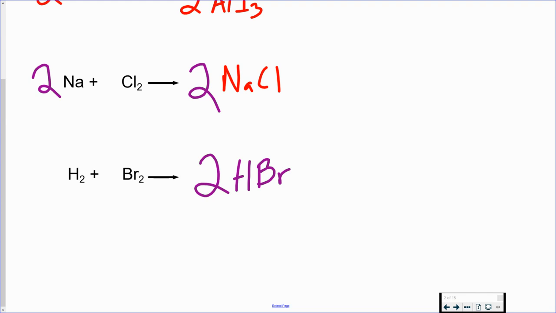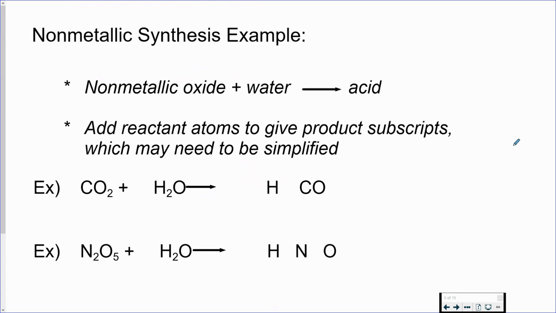These are called binary synthesis, meaning that there are only 2 elements in them. There are, however, 2 special cases when it comes to synthesis. The first case, again, it's A plus X goes to AX. Now, this is nonmetallic synthesis. So it's a nonmetallic oxide plus water goes to an acid. Now, it goes to an acid, and we're trying to find the simplest way to write that acid.